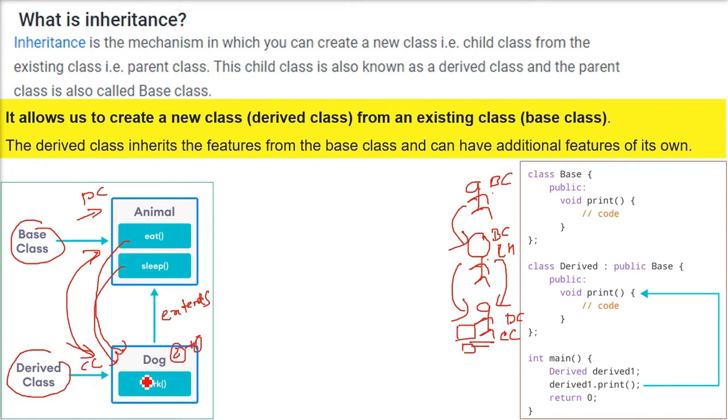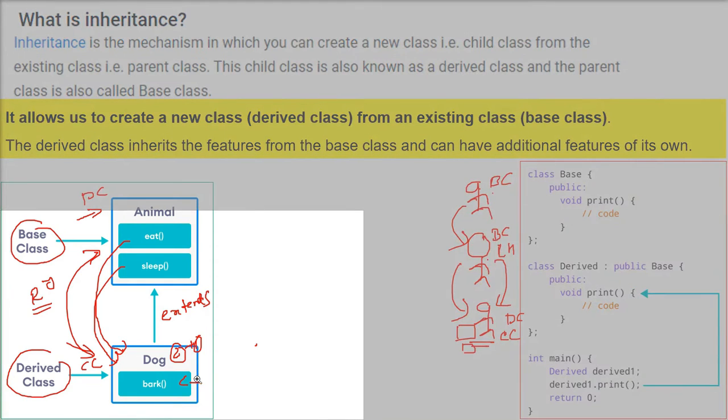So inheritance is allowing us to create a new class which is the derived class from the existing class, which is the base class. It is reusability. The derived class inherits the features, the data members and the functions which are public and protected from the base class, and can have additional features of its own, which you see here in the dog class, which is bark, an additional feature.